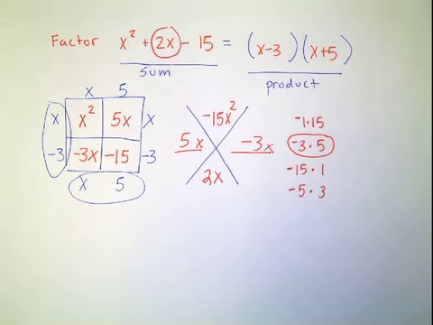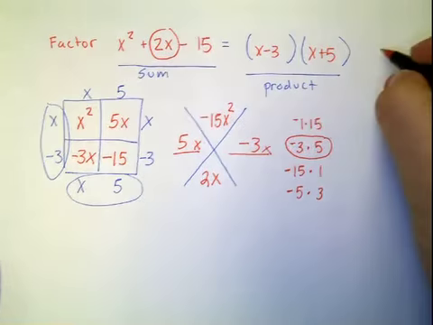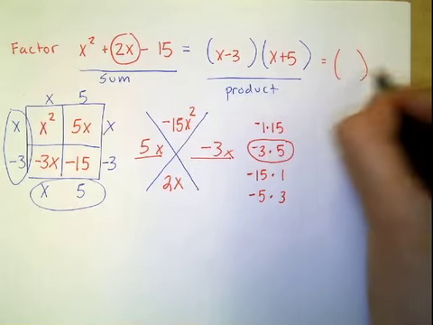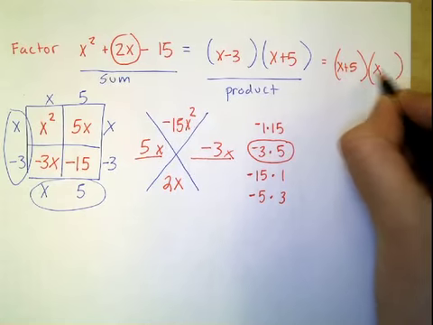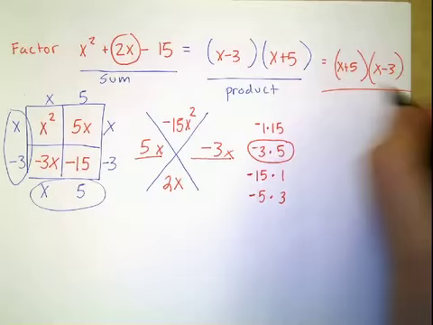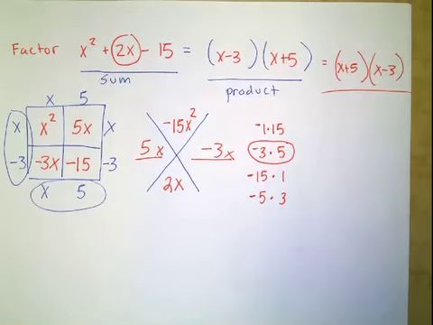Now, some people want to be different, and that is totally fine. They want to put their answer backwards or in a different order. Some people might say, hey, is it okay if I make my parentheses and I put the x plus 5 in first and then the x minus 3? That's fine. You can go in opposite order. It's the same thing, so it doesn't matter. Both these answers would be considered right.